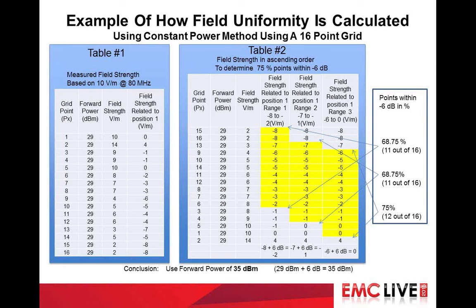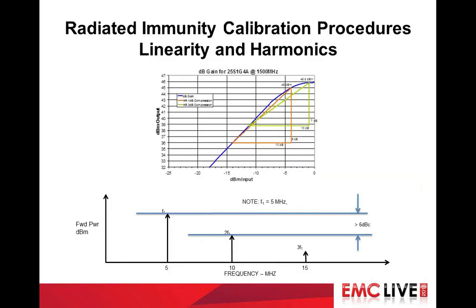Table 2 demonstrates how to determine if 75% of the 16 grid points are within 6 dB. The last column, range 3, shows 75% of the grid points are within 6 dB. The forward power to be used is 35 dBm. That's 29 dBm plus 6 dBm equals 35 dBm.